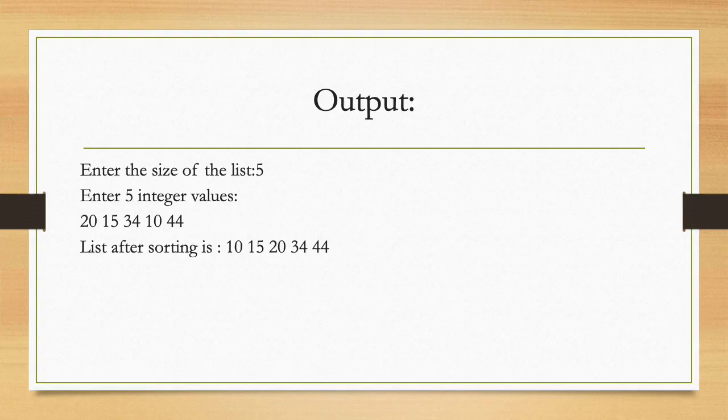Here we have given random elements which do not follow any ascending or descending order: 20, 15, 34, 10, and 44. And at last we get the list after sorting: 10, 15, 20, 34, and 44. These are arranged in ascending order. So that's it for insertion sort.